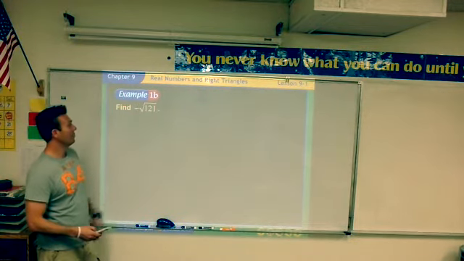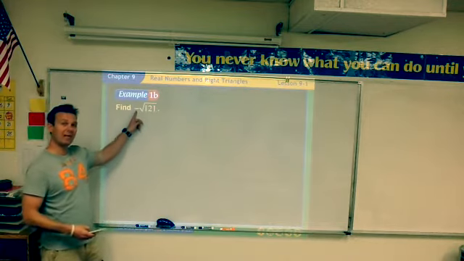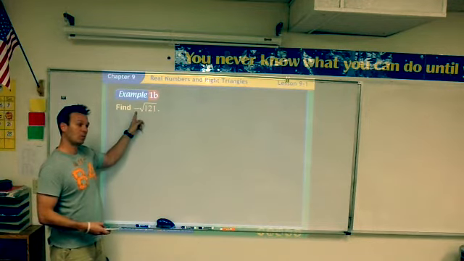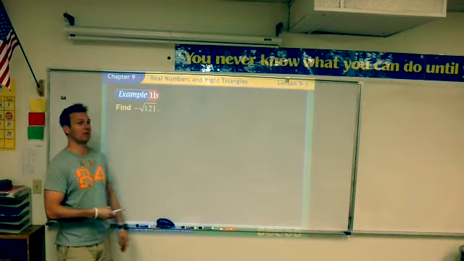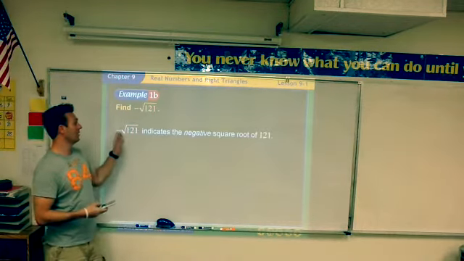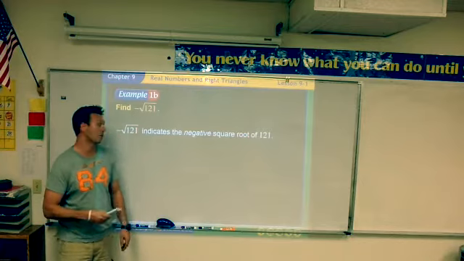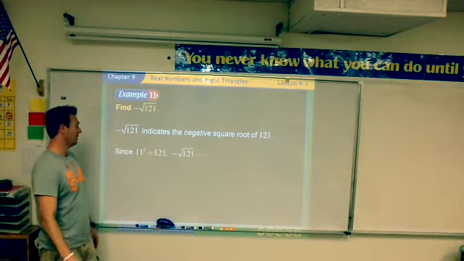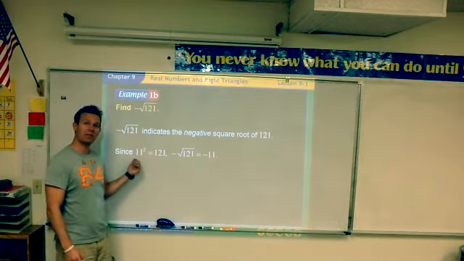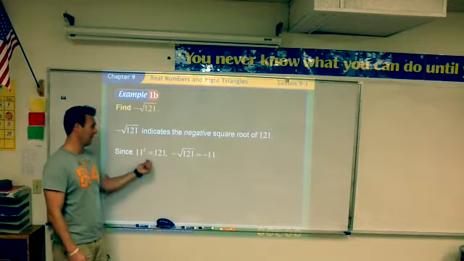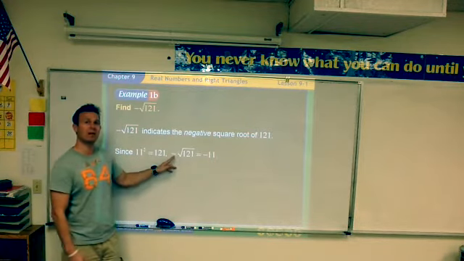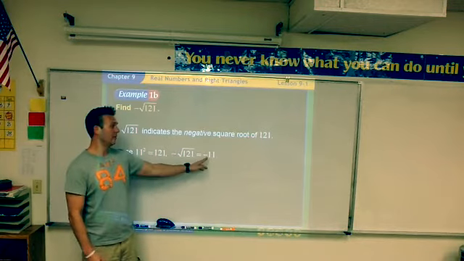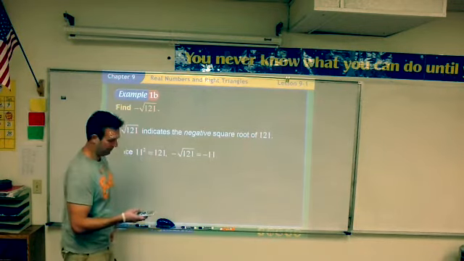So you look at example 1b, and now you see the negative sign in front of square root of 121. So you ask yourself, what two numbers multiplied together give you 121? And this, of course, indicates that it's a negative square root of 121. So the two numbers that multiplied together would be 11. 11 times 11, or 11 squared, meaning the same thing, equals 121. But since there is a negative sign on the outside of the radical sign, it equals negative 11.